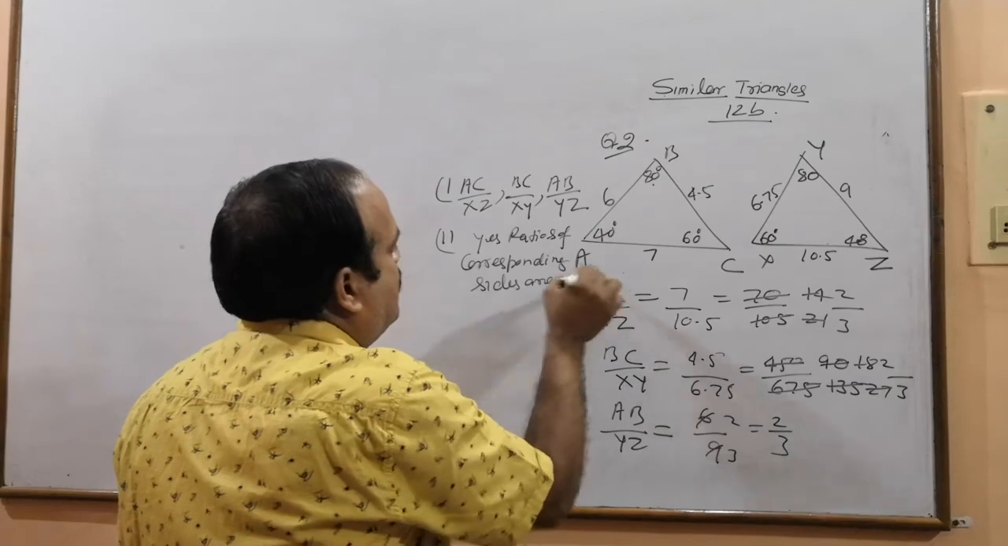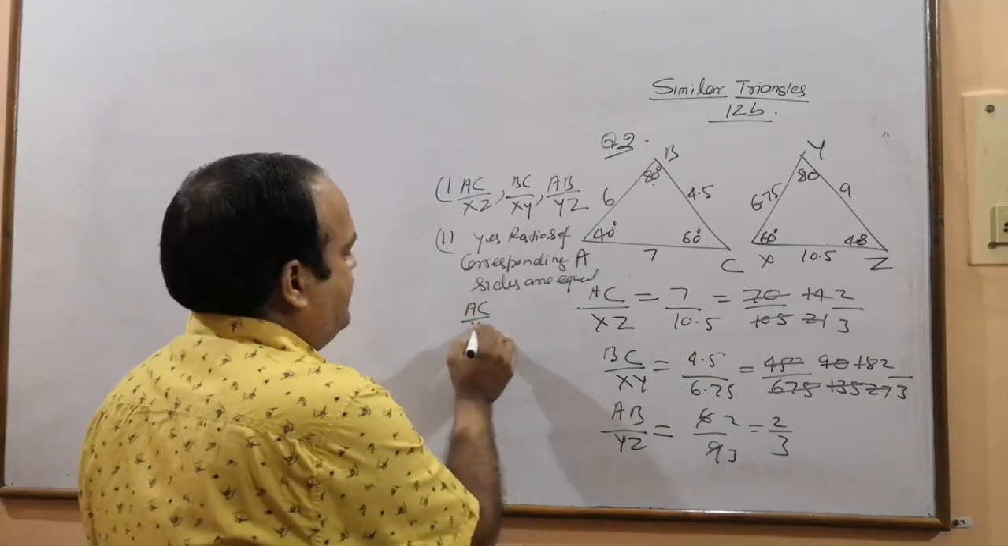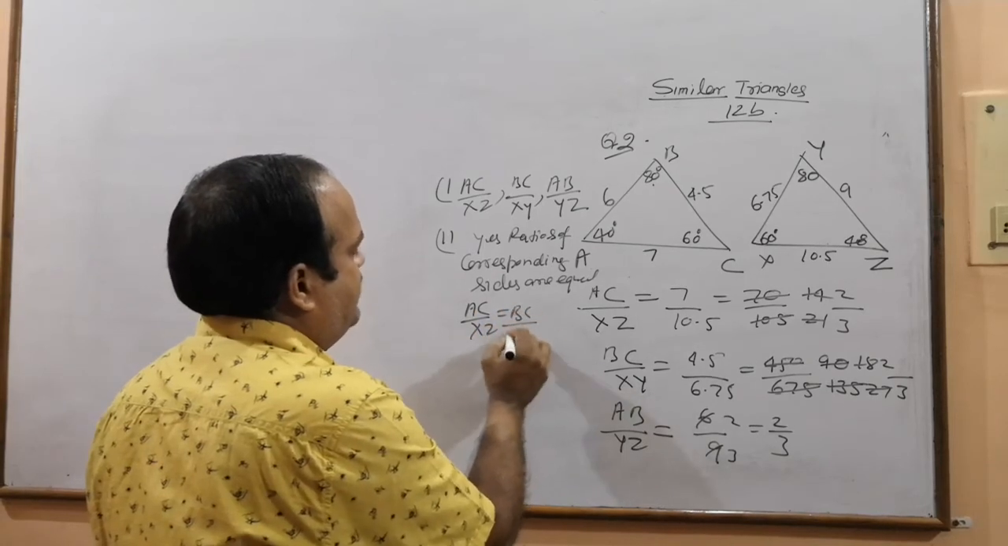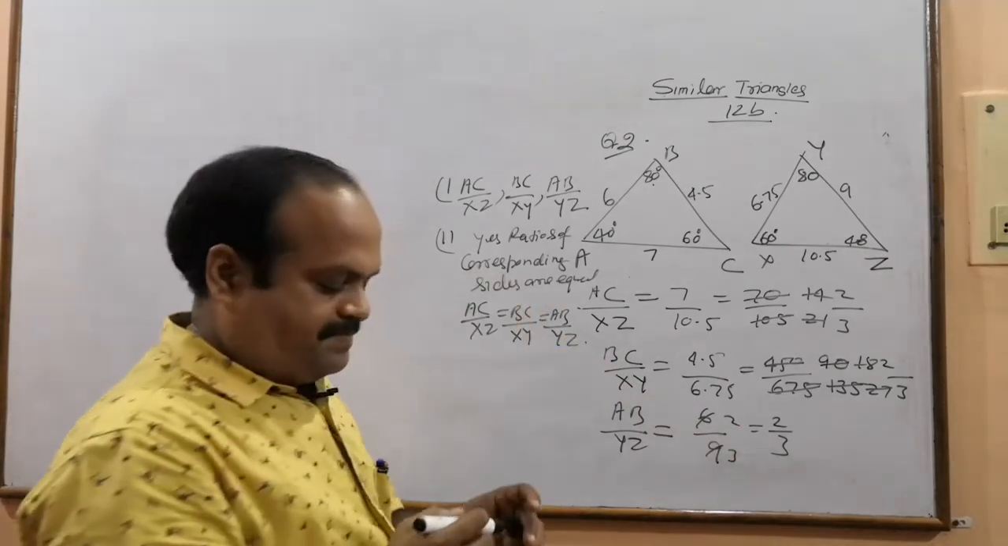Ratios of corresponding sides are equal. I mean AC upon XZ is equal to BC upon XY is equal to AB upon YZ.